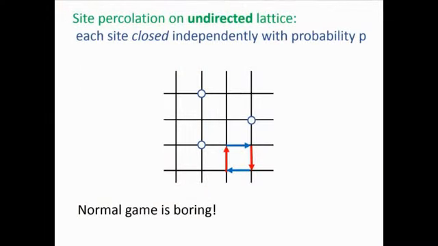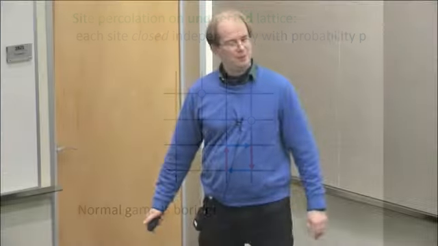All right, so finally, third example. And as I say, this is in some ways the most interesting, but also the hardest. So let's consider an undirected lattice. And again, I'll make it random by making each site of the lattice independently closed with probability p. Toss a coin for every vertex and make it closed.